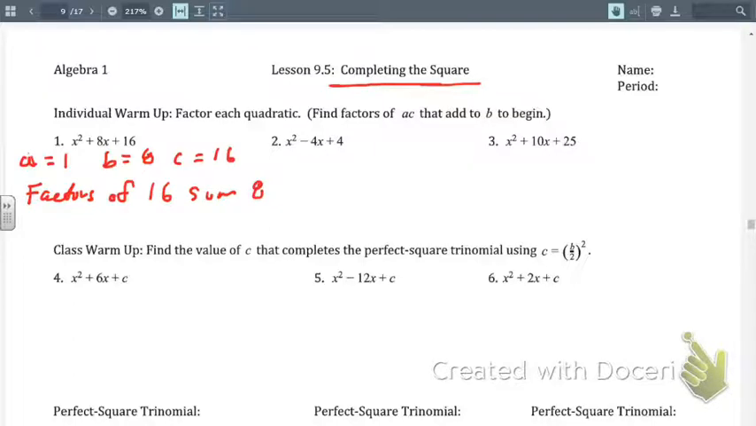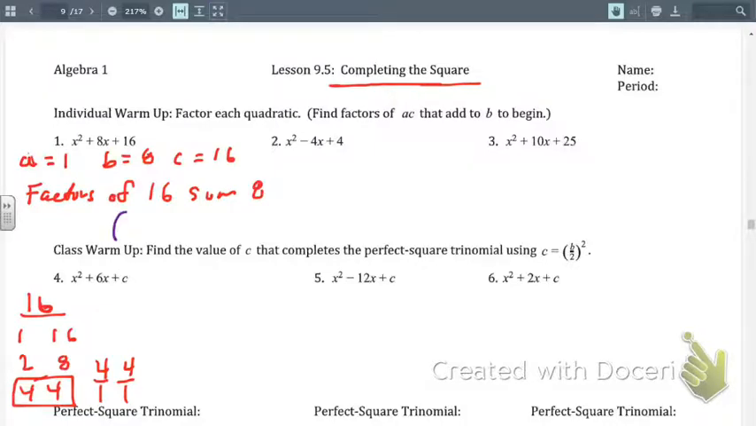Alright, so factors of 16: 1 and 16, 2 and 8, 4 and 4. So which ones are going to add to 8? It's that pair right there. Alright, now remember what we do next is we write the 4 over our a, which is 1, and we write the other 4 over 1. And now we can write it in factored form.